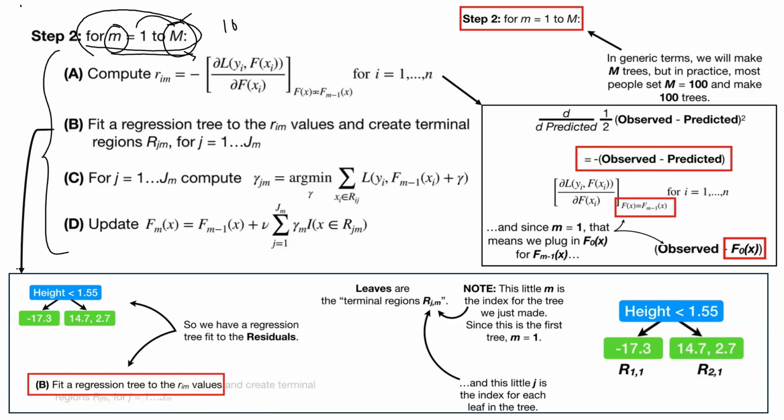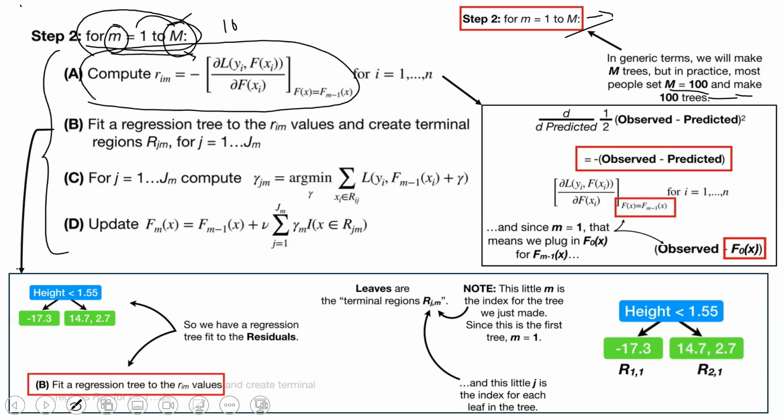So now let's understand this particular step. In generic terms, you will make M trees. M can be 100 in the real world; in practice, most people set M equal to 100 and make 100 trees. That is what this means. Now let's understand this particular step, calculating the residuals. You look at this derivative with respect to f of xi. That means differentiating with respect to the predicted value, the function that finds the predicted value.